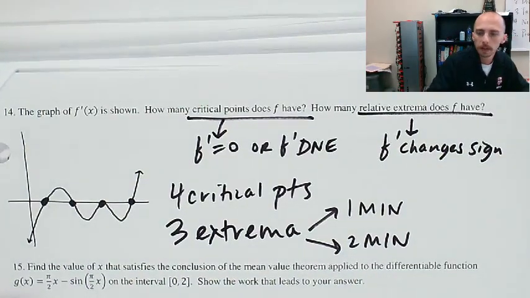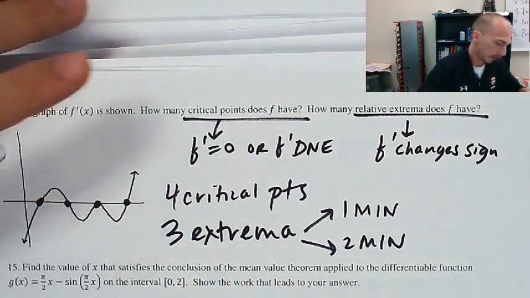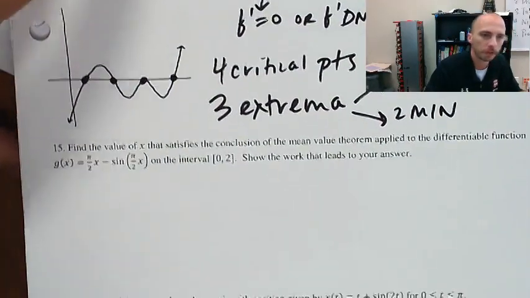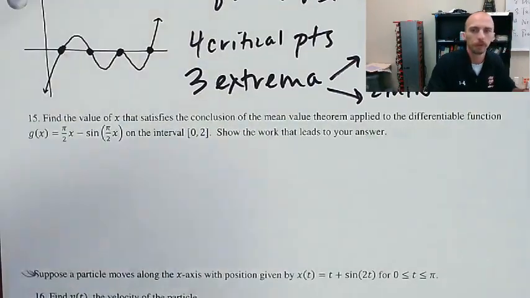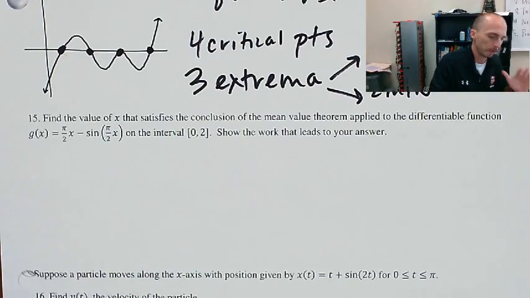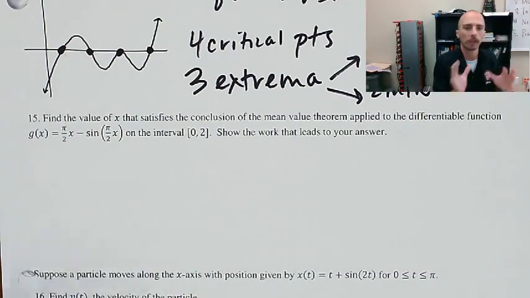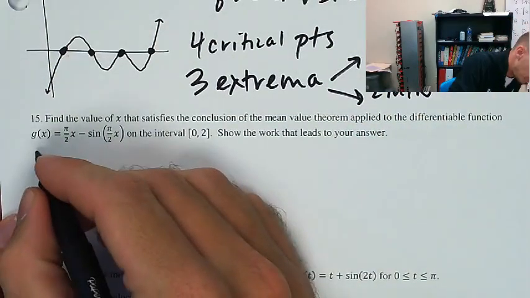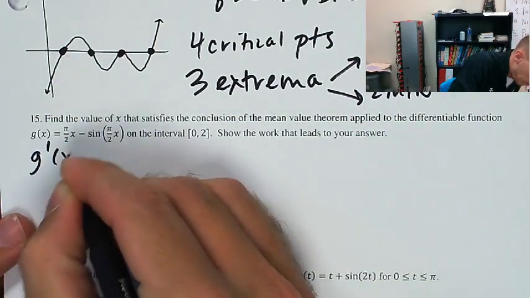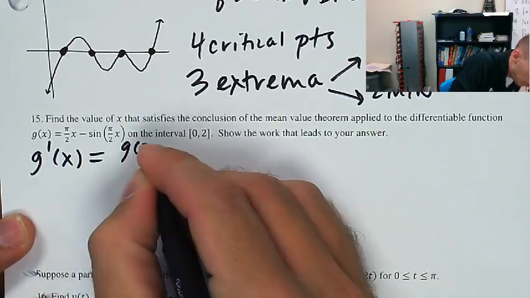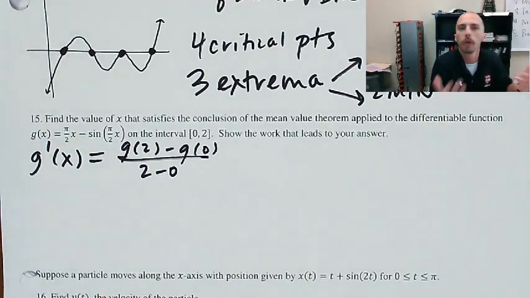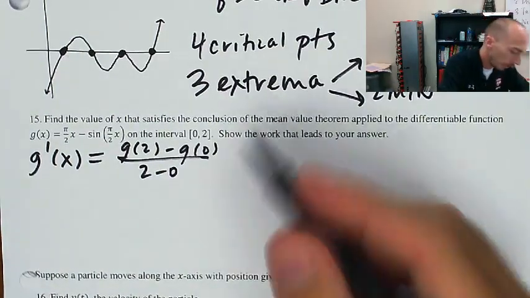All right. And okay, find the value of x that satisfies the conclusion of the mean value theorem applied to the differentiable function g of x on the closed interval 0 to 2. Okay, the mean value theorem, the deal with that is that average rate of change equals instantaneous rate of change. So I need to compute g prime of x equals g of 2 minus g of 0 divided by 2 minus 0. And we're going to solve for the x's that make that true.